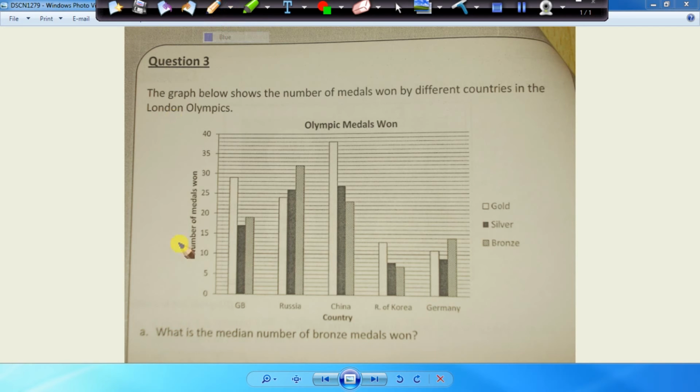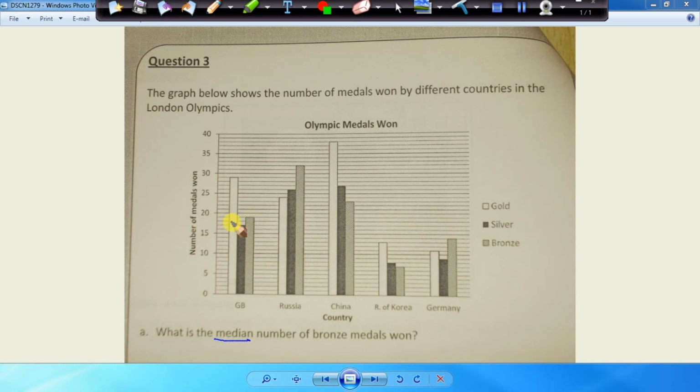Okay. Question 3A. The question is asking, what is the median number of bronze medals won? Now, first, what does the word median mean? Put your hand up, please. Median means when you order them and then the middle is the middle one. So you've got to order them and pick the middle one. So let's have a look at bronze. Bronze is going to be the striped bar. Okay, let's have a look.